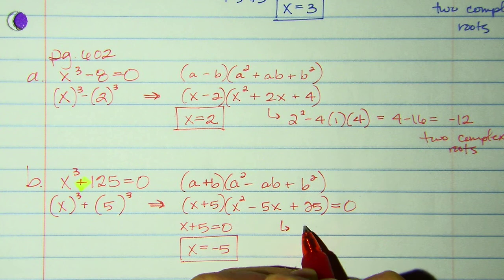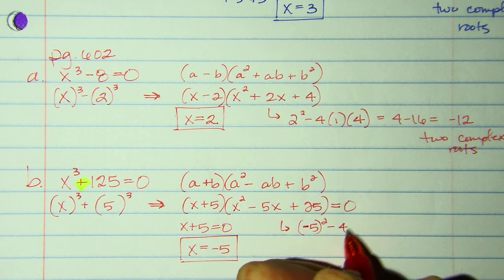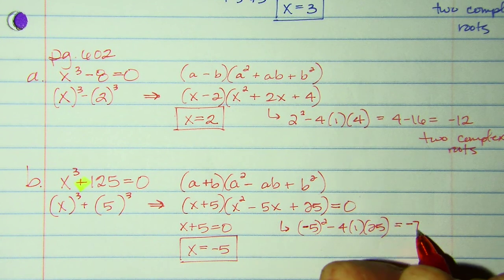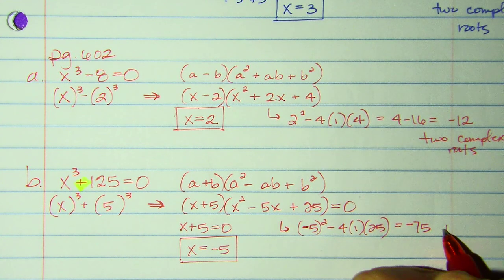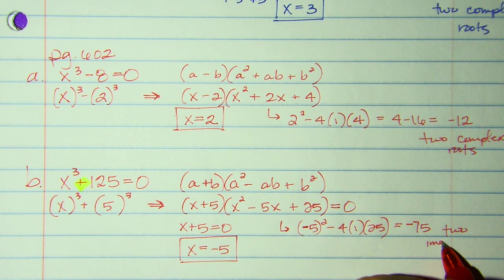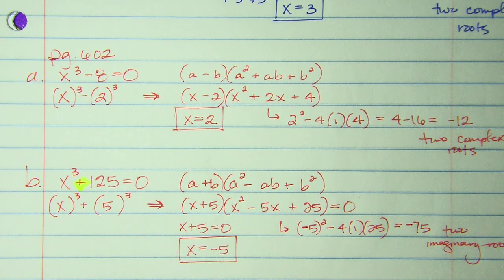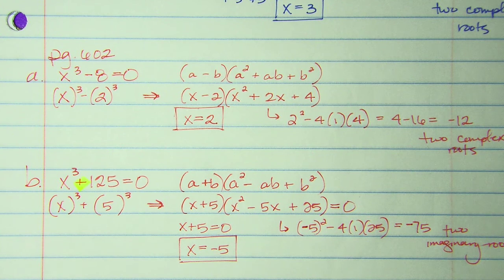This, if I do the discriminant, I get negative 5 squared minus 4 times 1 times 25. That would give me negative 75. So these are two imaginary roots. That's what this discriminant means. So my only real root is x equals negative 5. So that takes care of those.